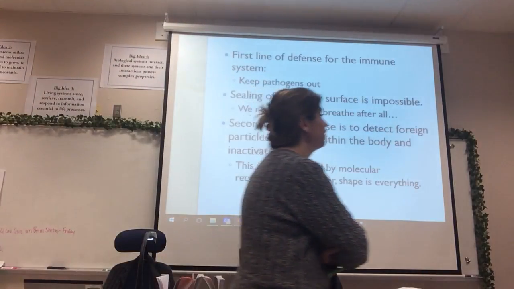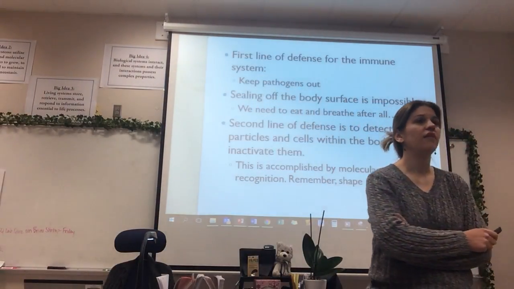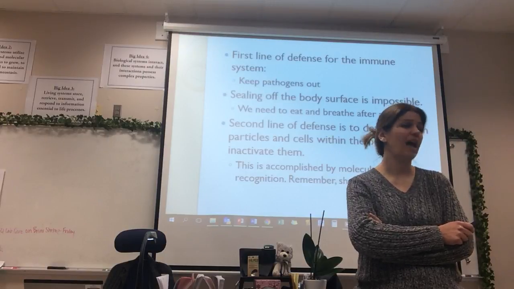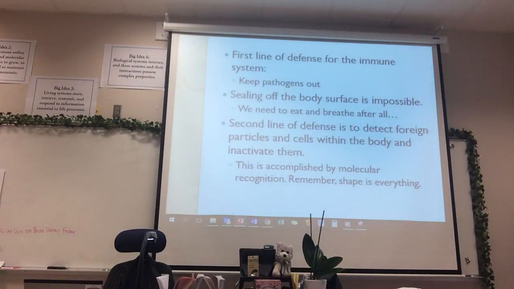So your first line of defense for the immune system makes an awful lot of sense. We want to keep pathogens out. Goal 1, keep them out. This is what we're looking to do. But we cannot seal off our body surfaces completely because we have to do things like breathe.